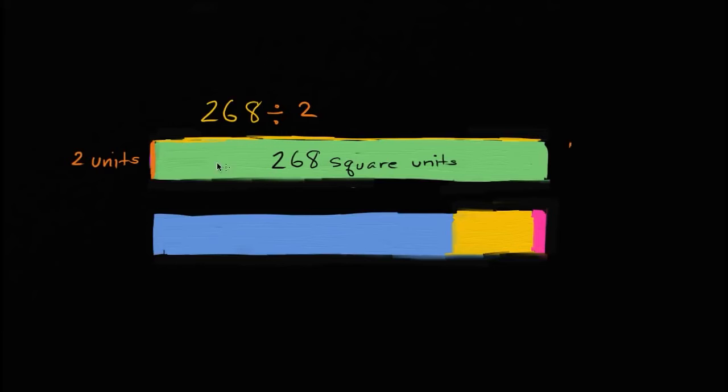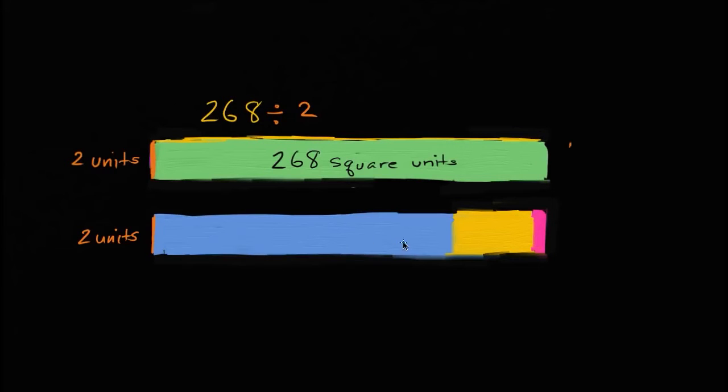But the whole reason of me drawing this rectangle or this aerial view of this field is so that we visualize it using area. And so one way to do it is to break up this 268 square unit area into areas that are easier to imagine dividing by 2. So here I have the same field, but I've just broken it up. This dimension right over here is still 2 units, but I've broken it up.